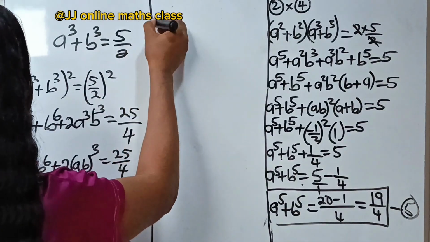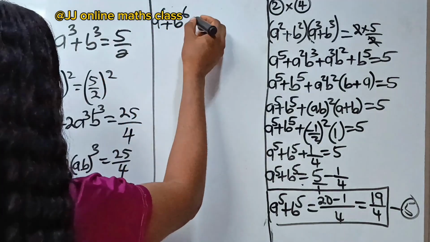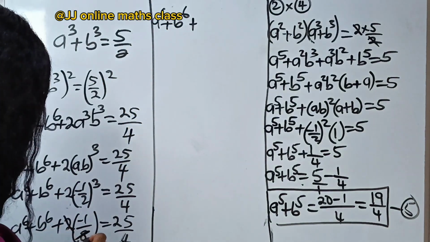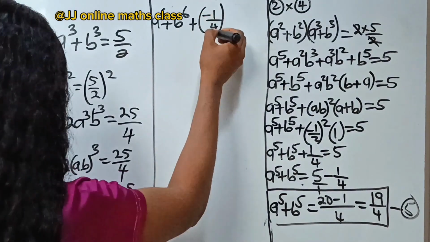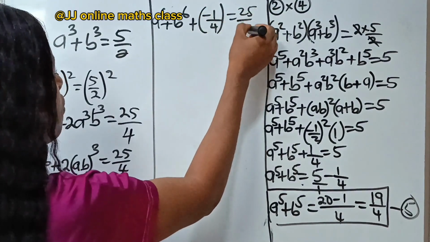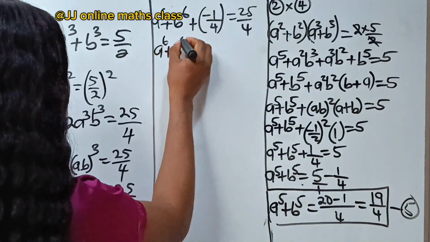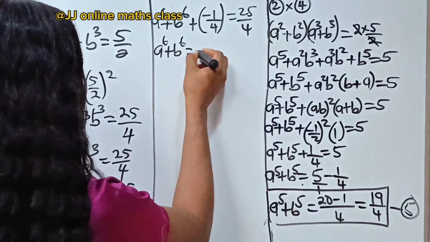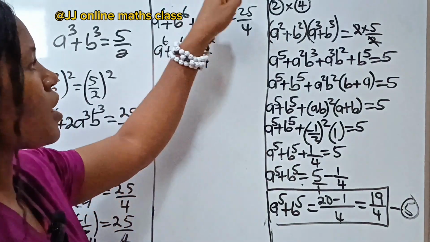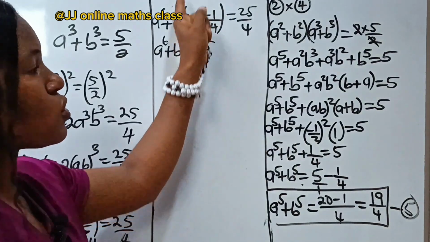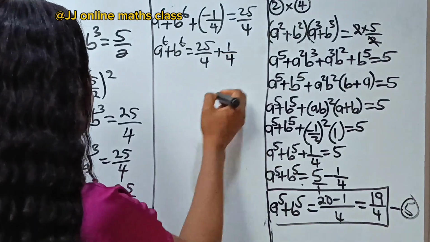So we have a to the power of 6 plus b to the power of 6 plus, now these two we divide 8, we have 4. So what we have here now is minus 1/4 is equal to 25/4. All right, so we need a to the power of 6 and b to the power of 6 is equal to 25/4. Let's transfer this minus 1/4 to the other side. It will become plus 1/4.